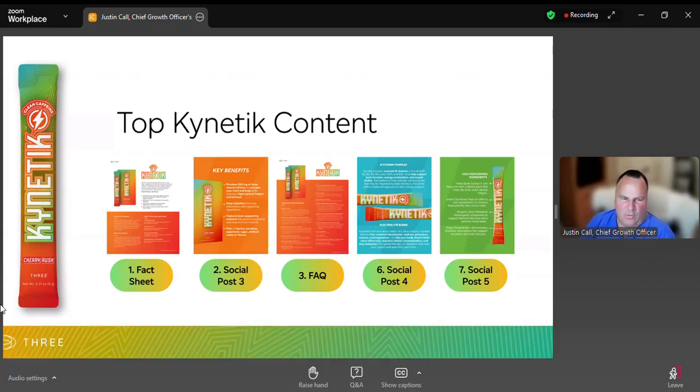So the number 1 most shared is the Kynetic fact sheet, Sense Convention. The number 2 is social post number 3. Number 3 was the FAQ on Kynetic. And then the number 6th most shared was the social post number 4, and the number 7th most shared social post number 5. So 5 of the top 7 most shared pieces of the resources from the app were Kynetic. And so I wanted to share that with you because this is important. That means that every time this goes out, it's going to somebody. It's a resource going to somebody talking about Kynetic, talking about 3 that people now can take action on.